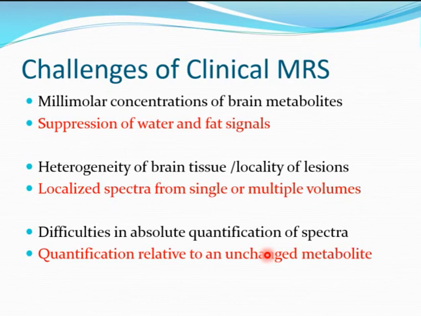And the localized spectra, you need spectrum from different areas of the brain. So you have single or multiple voxels or volumes. And there are difficulties in absolute quantification of the spectra and the quantification relative to unchanged metabolites.